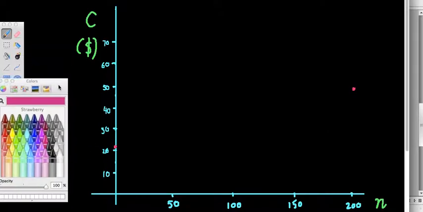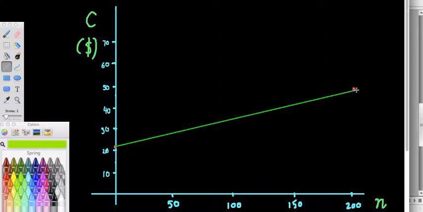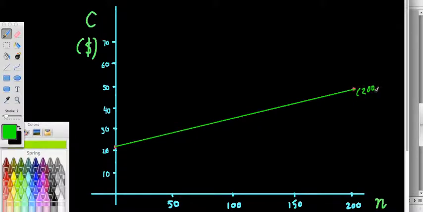And to finish that graph off, I just need to connect with a straight line. I'll do it in a different color. So there it is there. I'll mark on this point here, which is 249, and this one here, which is 0.21. And there's my first equation graphed. You will need to label it as well.